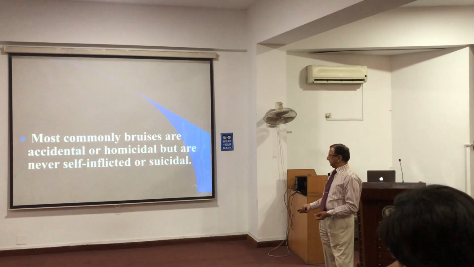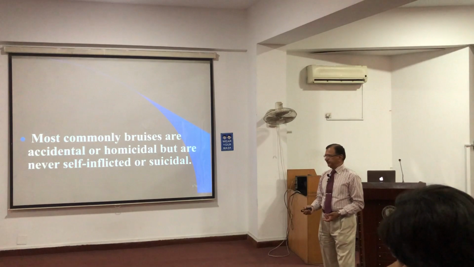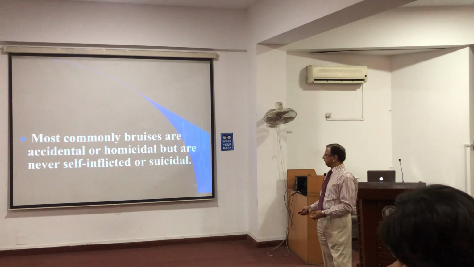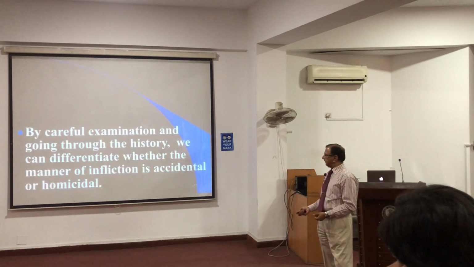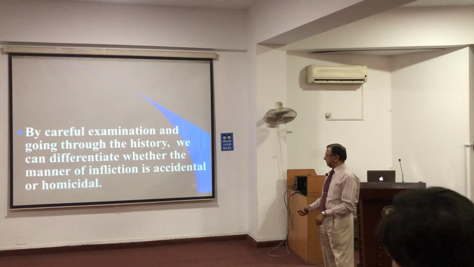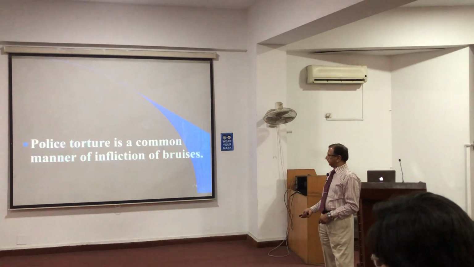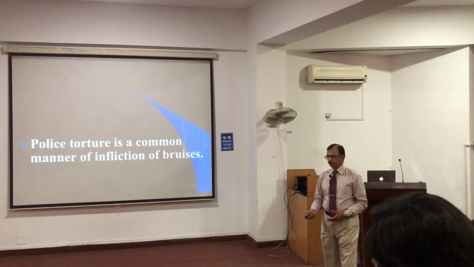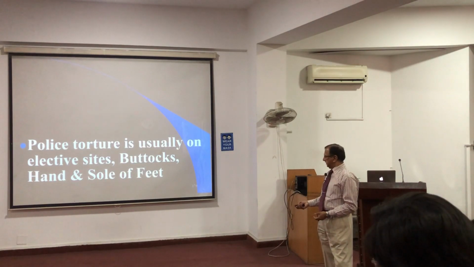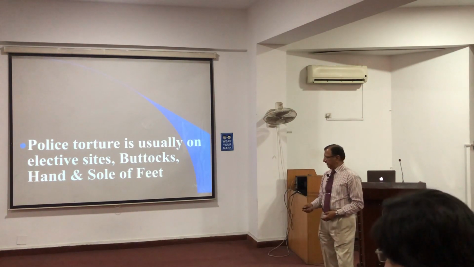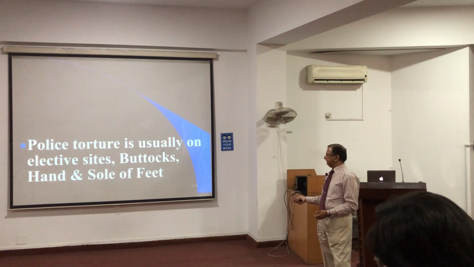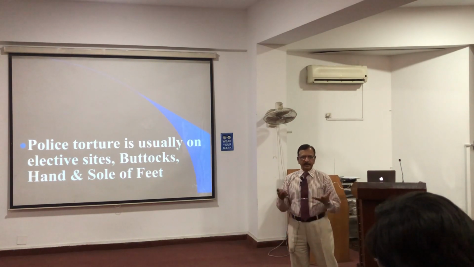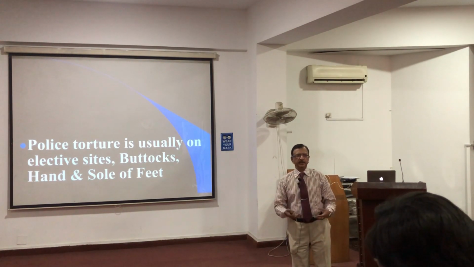Regarding the manner of infliction, mostly it is accidental or homicidal, but rarely they can be self-inflicted or suicidal. Careful history and examination will differentiate between them. Police torture is the most common manner of infliction of bruises, and they have elective sites, usually on the buttocks, on the hands, and the soles of the feet. Buttocks, because there is thick muscle mass and fat tissue, and there is delayed bruising. The bruise will not be visible immediately.